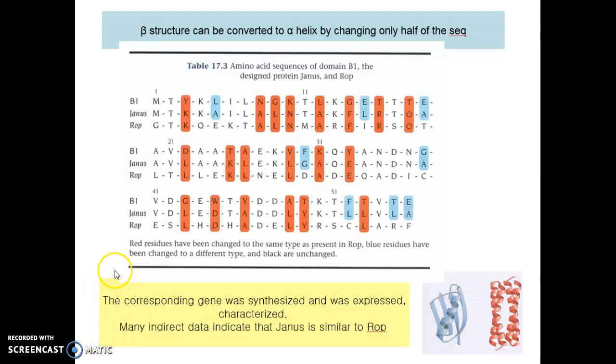To check if Janus adopts a Rop-like structure, they synthesized the corresponding gene, expressed the protein from its gene, and characterized it. But unfortunately, they could not determine a three-dimensional structure at that time. But many indirect data indicate that Janus may be very similar to Rop and very different from B1.